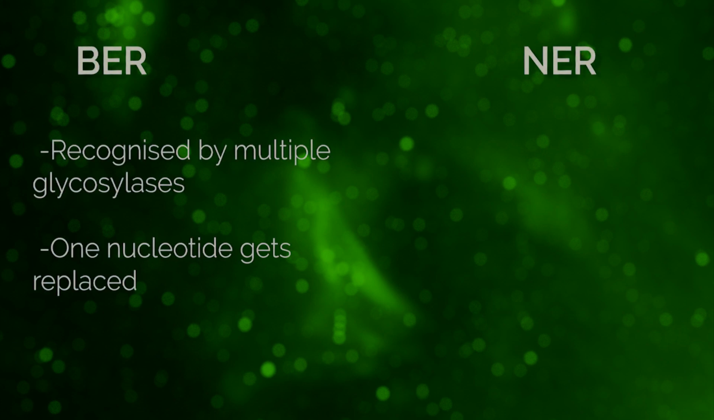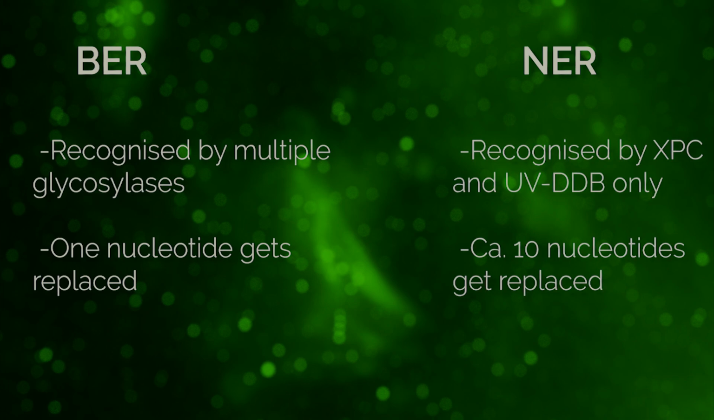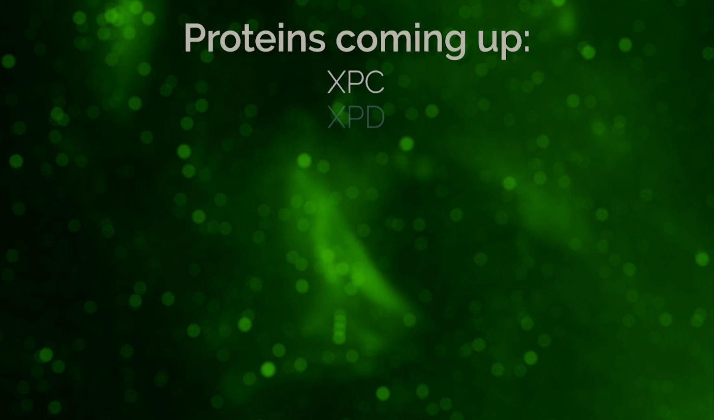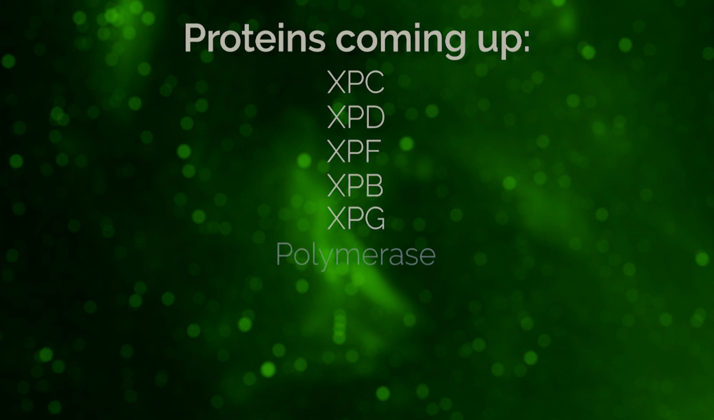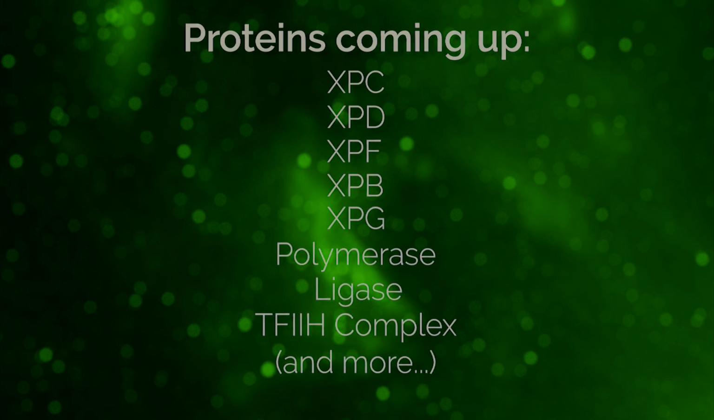The biggest difference between base and nucleotide excision repair is the initiation process. In contrast to many different glycosylases, recognition of these bigger, more destructive DNA lesions is done by only one protein complex, of which the main part is called XPC. Now, brace yourself. Lots of proteins coming your way.